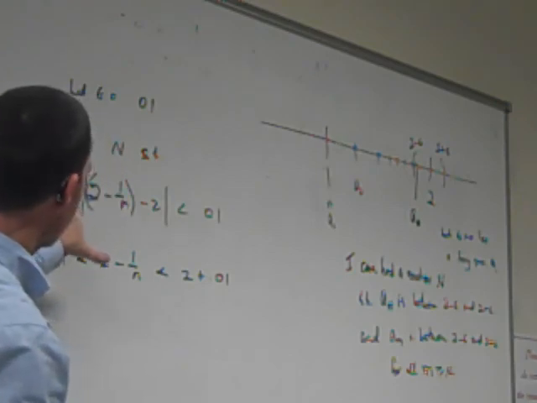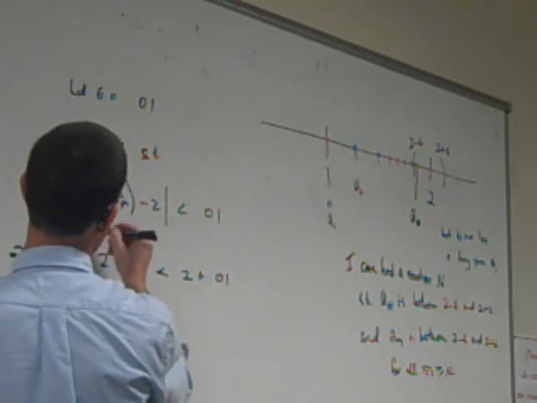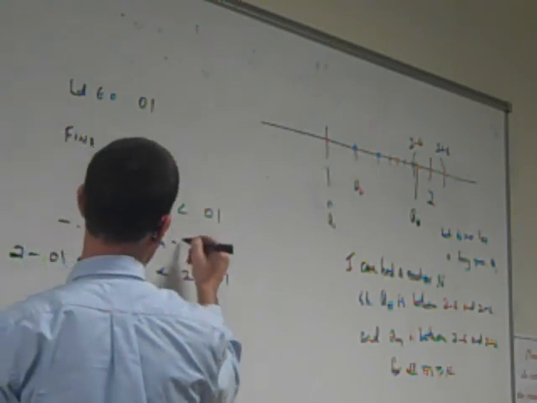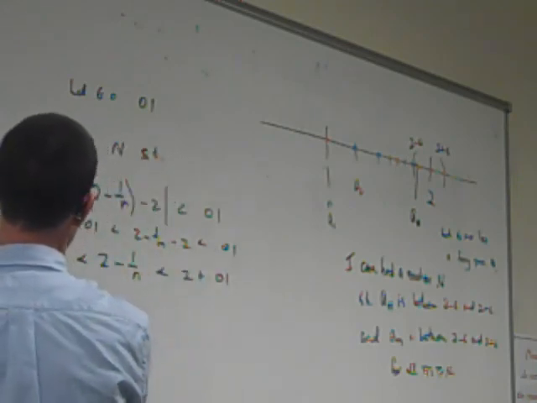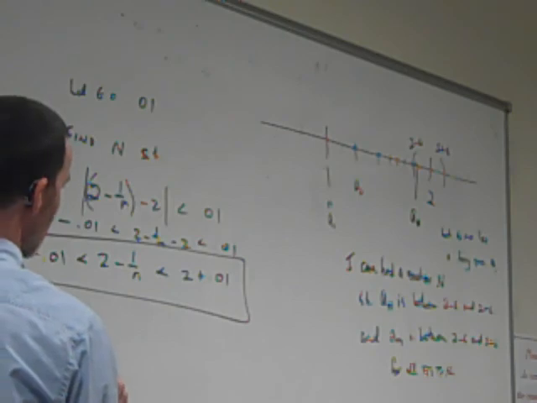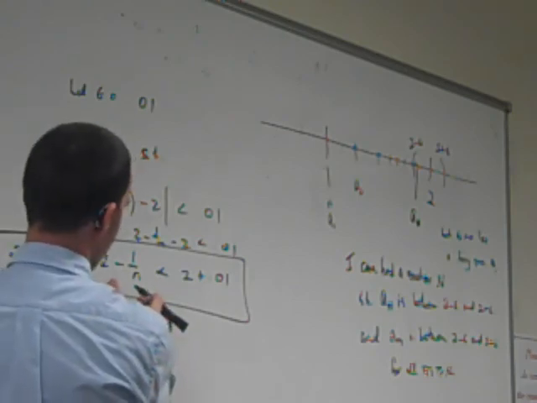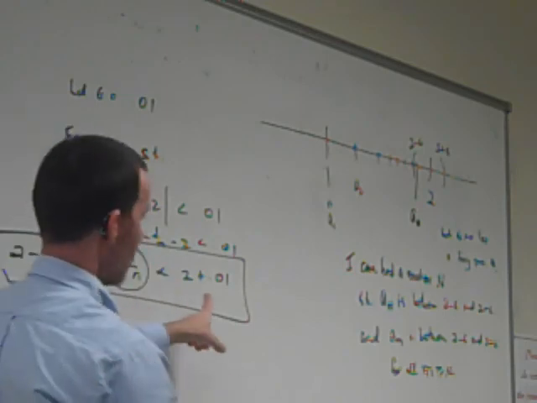Because if you get rid of the absolute value, you throw negative 0.01 less than 2 minus 1 over n minus 2 less than 0.01. Then you add the 2 to both sides. This is what you're trying to do. Find me the natural number n so that this is always trapped between here and here.